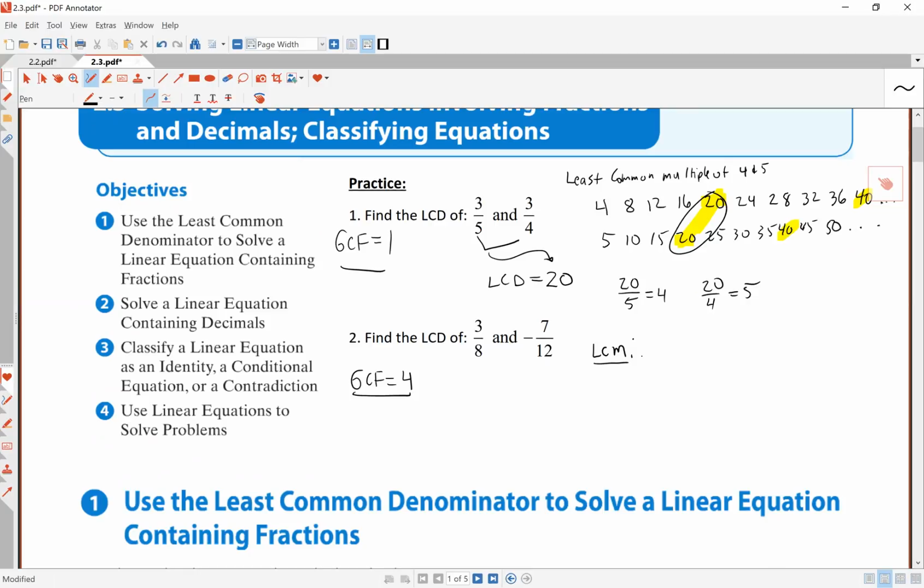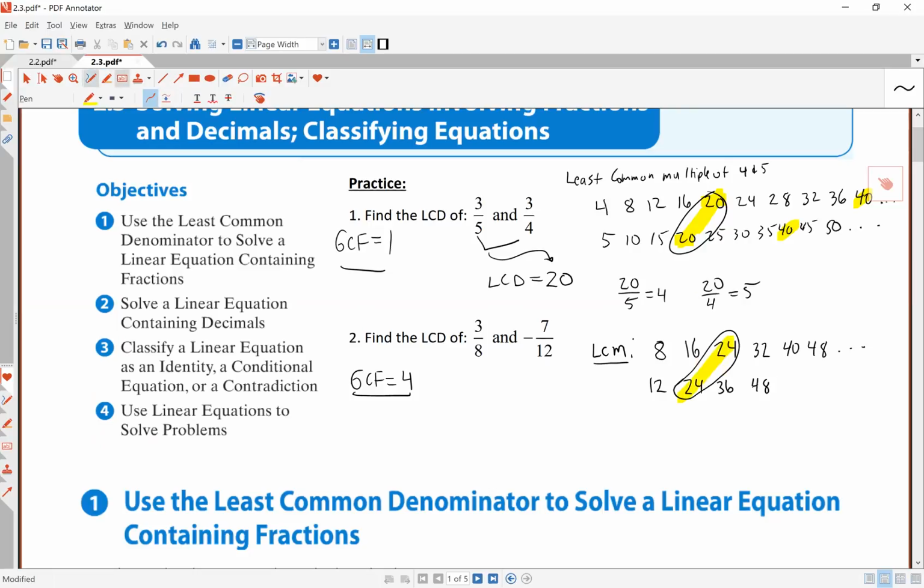So to find the least common multiple, we take 8, multiply it by 1, which gives us 8, and then by 2, and then by 3, and then by 4. 8 times 5 is 40. 8 times 6 is 48. When you do 12, you have 12 times 1, 12 times 2, 12 times 3, 12 times 4. And we see that the least common multiple is 24.